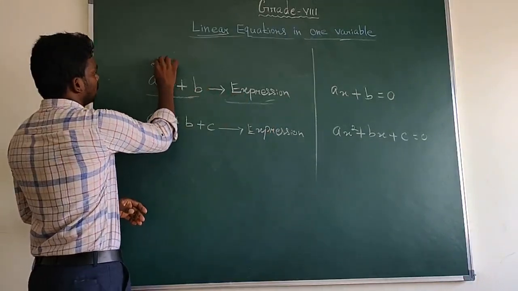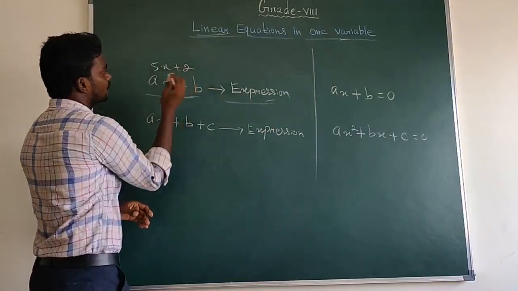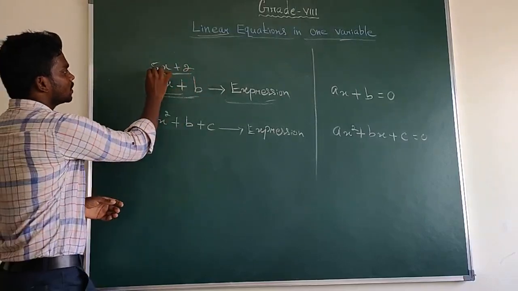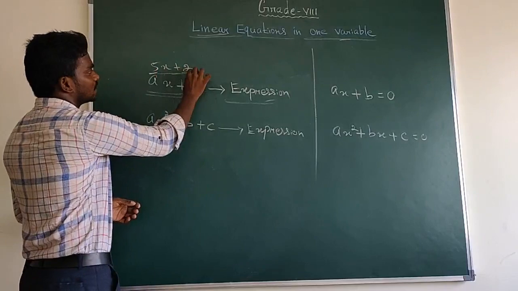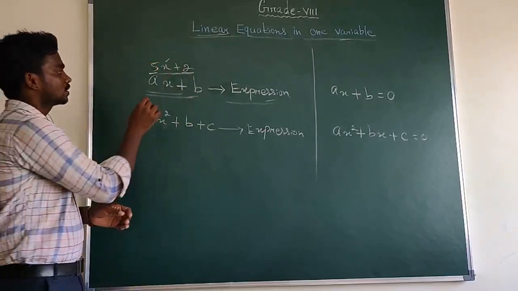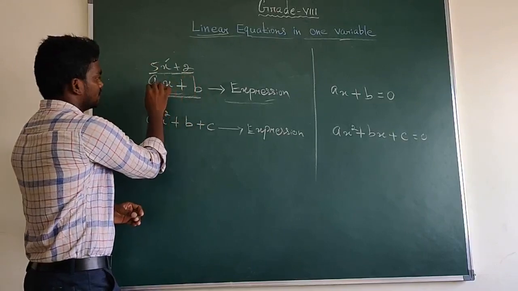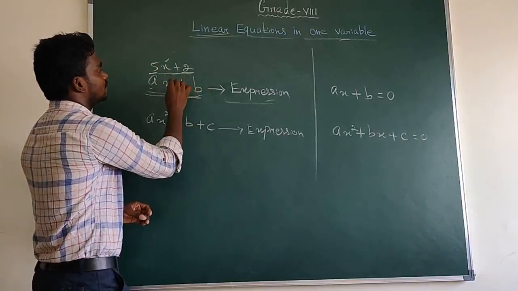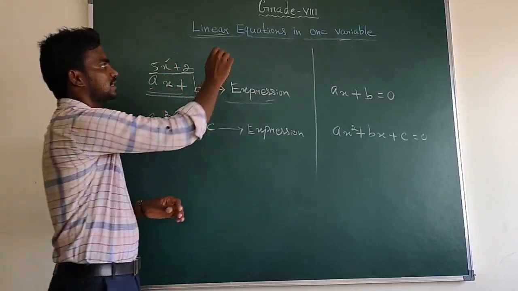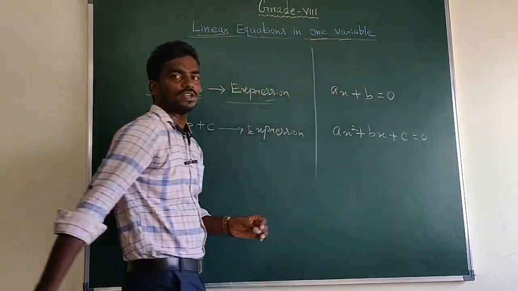This is in the form of 5x plus 2. Here 5x plus 2 is the general form of ax plus b. 5 is a constant value, 2 is also a constant value, and x is a variable. So in ax plus b, a is a constant, b is also a constant, and x is a variable. x is the only one variable. This is considered a linear equation in one variable, right?